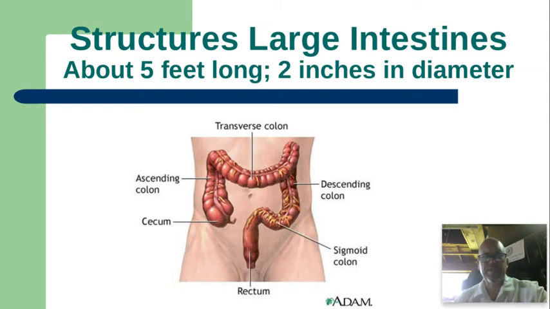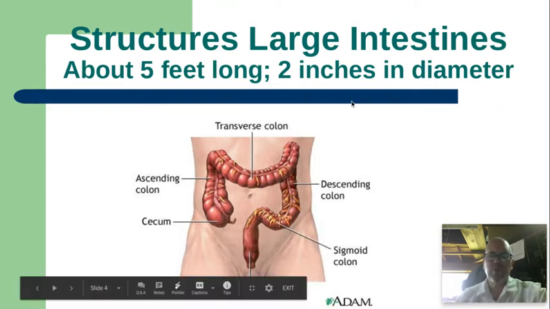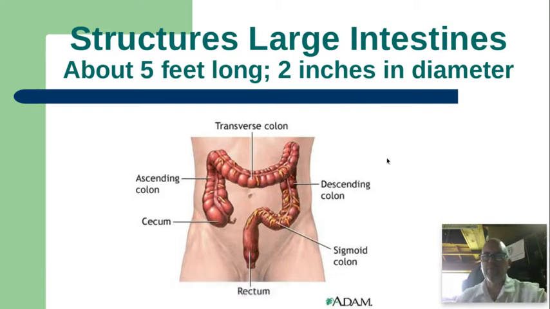Structure of the large intestine: about 5 feet long, 2 inches in diameter. A smaller section of intestine, 5 feet is not that big compared to 20 feet for the small intestine, but still we have quite a bit going on there. We have the cecum, the ascending colon, if you're looking on this side over here, transverse colon, descending colon, sigmoid, and then we have the rectum at the very bottom.